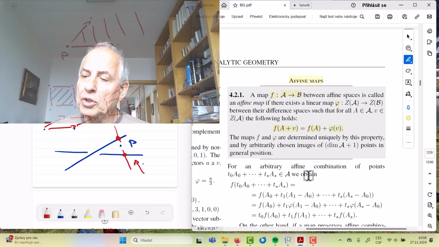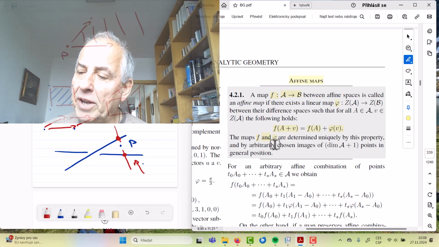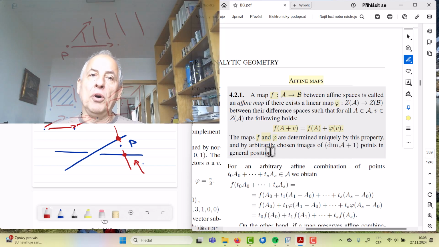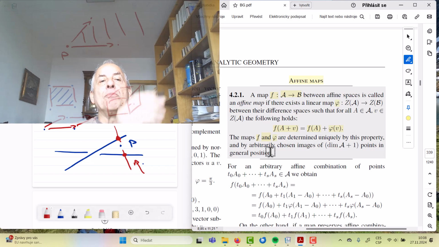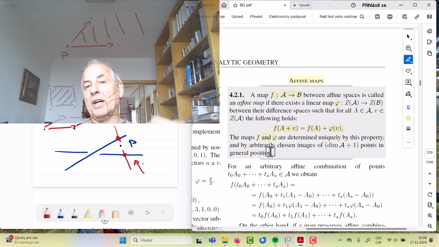So of course the maps F and phi will be completely determined if we know the values of enough points. And what does it mean, enough? So what is a frame? That's the full analogy to the vector spaces. A frame is a point plus the linear basis of the difference space. So in other words, if it's an n-dimensional space, then we have n plus 1 points. And we have to map the n plus 1 points, and then of course the basis vectors, which are the differences from the origin to the other points, will give us the basis.